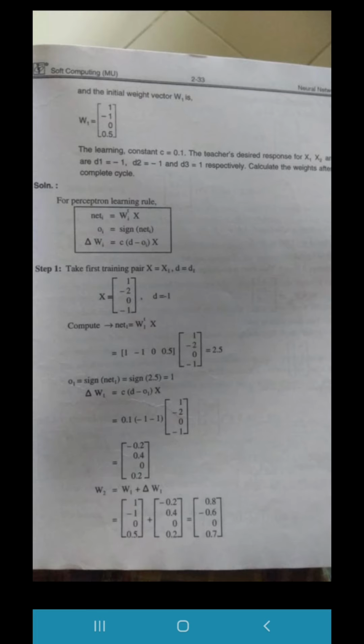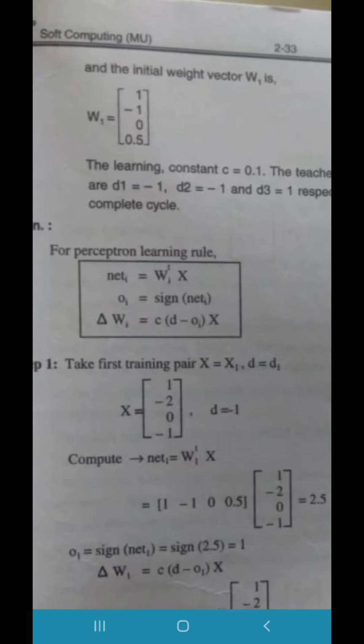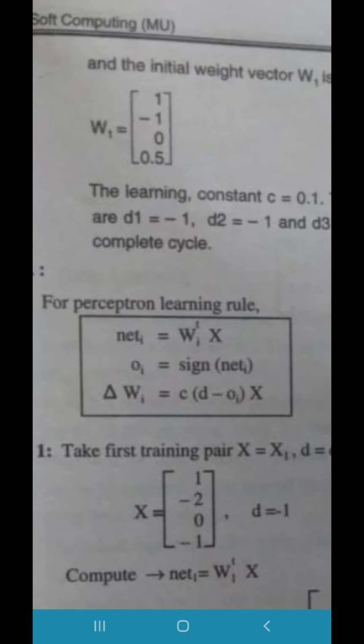The next step is to compute net I. What is the formula for net of I? It is Wi transpose into X. As we have the weight W, I'm just zooming in. You just have to take the transpose of it. After taking the transpose, we multiply it with x1. This is the basic matrix multiplication which you all know. After doing the calculation, the answer we get is 2.5.